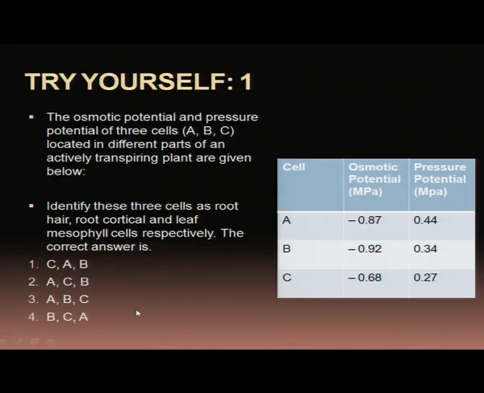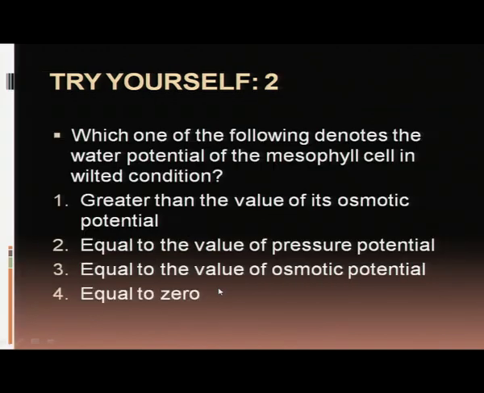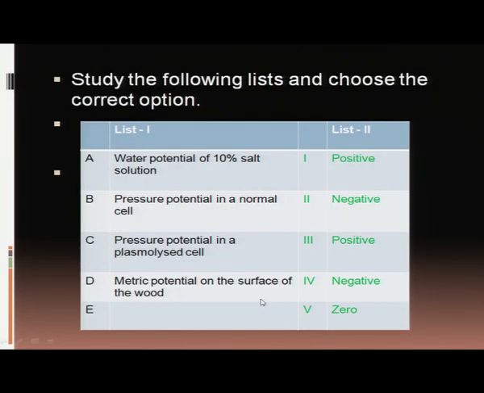Now, there are some questions for you to solve. In this question, there are 3 cells. You have to identify which one is the root cell, mesophyll cell and the cortical cell. Similar osmotic potential and pressure potential values are given. Which one of the following denotes water potential of the mesophyll cell in wilted condition? The value of osmotic potential should be higher, equal value of pressure potential, equal to the value of osmotic potential, or equal to 0.